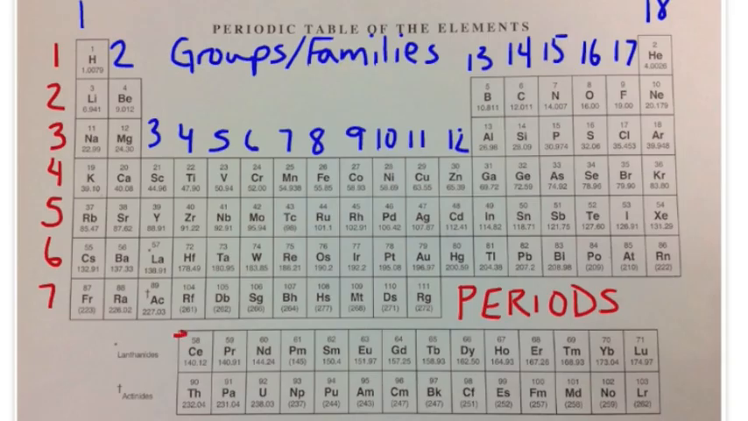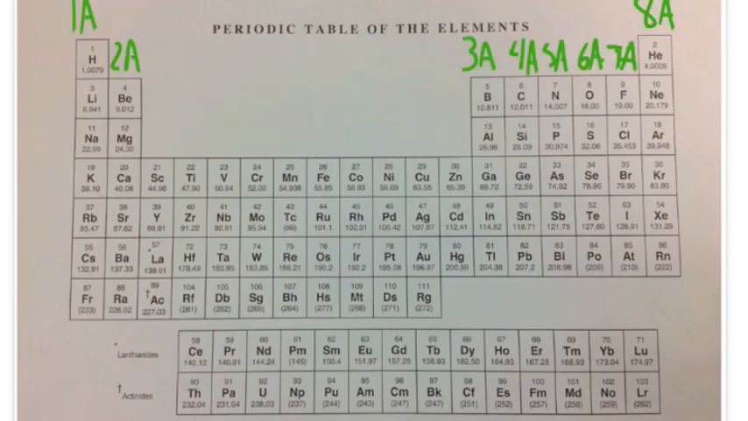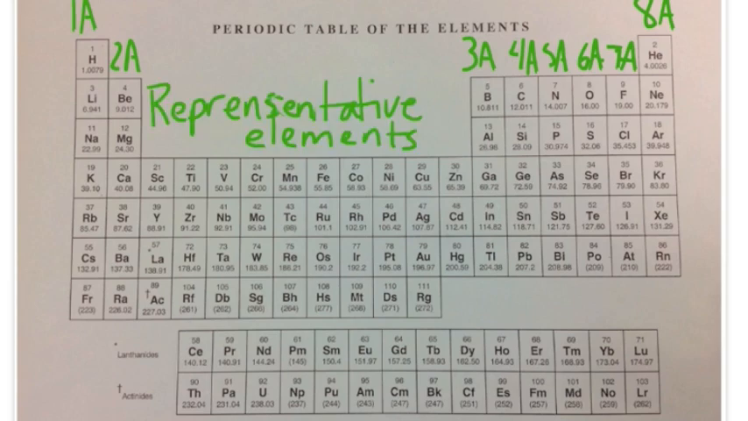These two here, 58, 57, notice that's still the same, and 89 to 90 is still the same. So we only have 7, not 9 periods. Next, the tall columns can be replaced with the number and the letter A. These will be known as representative elements.